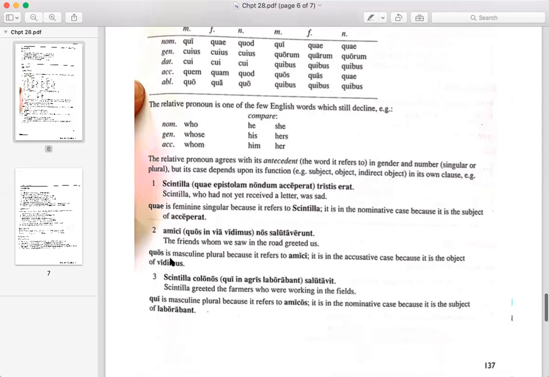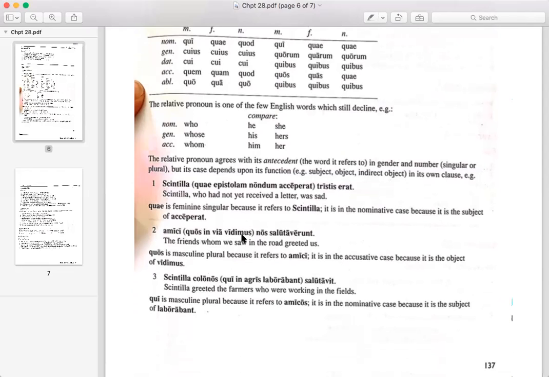Sentence number 2 in the English says, the friends whom we saw in the road greeted us. So the friends is the subject. The friends greeted us is your main sentence. The clause is going to be whom we saw in the road. So it starts in Latin at quos and ends with the verb vidimus, right?